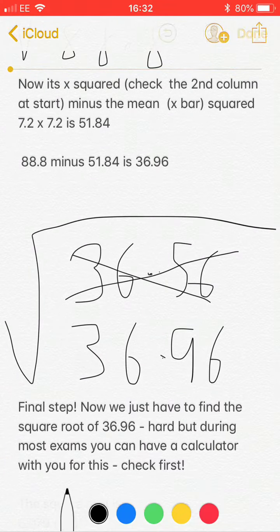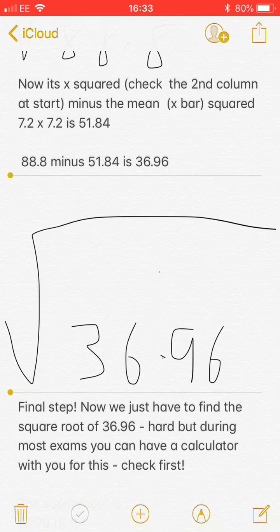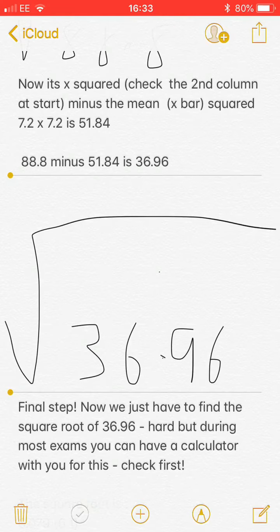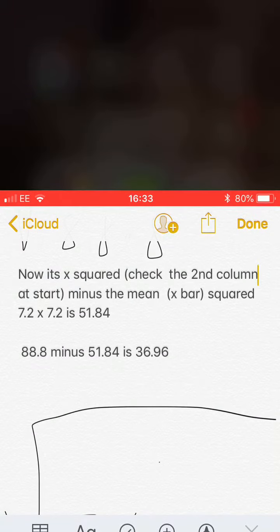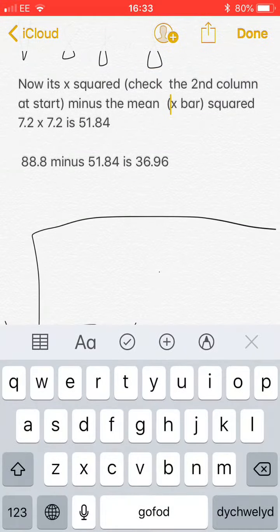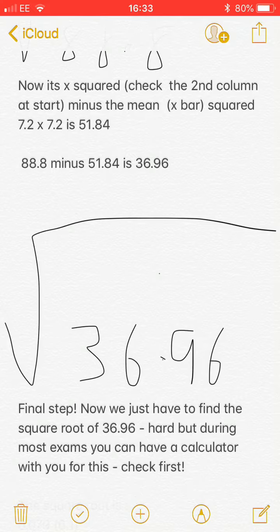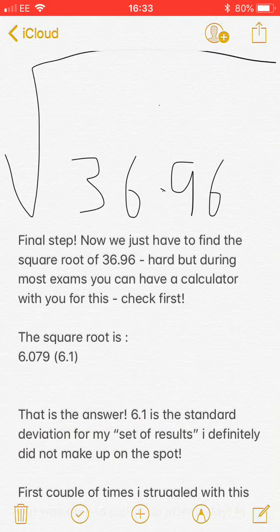As you can see here, this was the first mistake, which I can just get rid of now. So we have this number, but now we have to find the square root of it. Normally during exams, if you've got this kind of question, you'll have a calculator, so it'd be easy enough to do. The square root of 36.96 is 6.079, or 6.1. That's the answer. 6.1 is the standard deviation of my set of results.